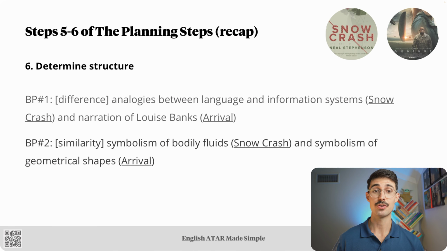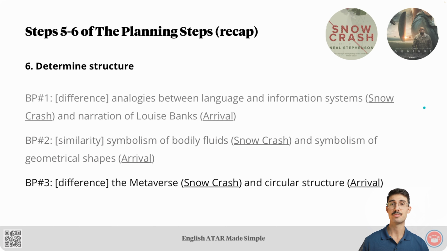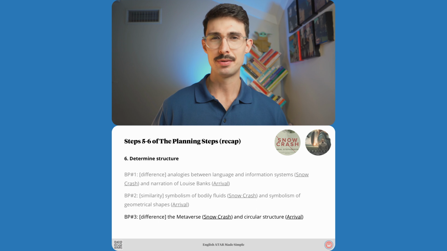Body paragraph 2 then turns to a similarity between the texts, and this similarity is how Snow Crash and Arrival use symbolism. The third and final body paragraph discusses a difference and focuses on the setting of the metaverse in Snow Crash and the use of a circular structure in Arrival. That's a recap of our planning steps.